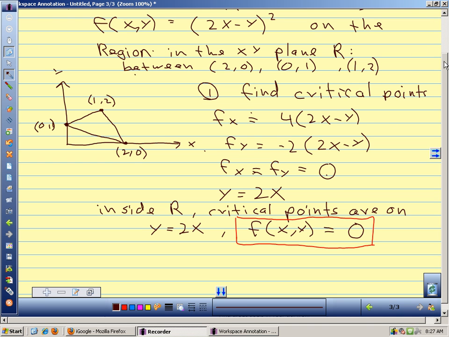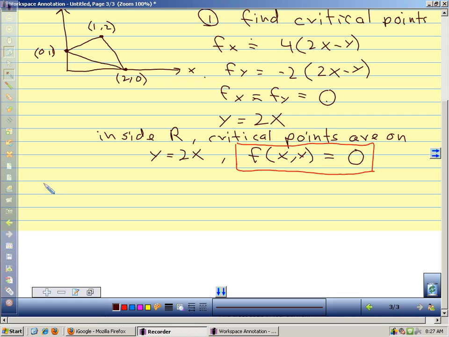Now for our second step, we have a fair amount of work to do, because this boundary is a line, this boundary is a line, this boundary is a line. So we have to look at the extreme values of f on 3 different lines. Our boundaries are lines, so we have to examine each line for extreme values of f.